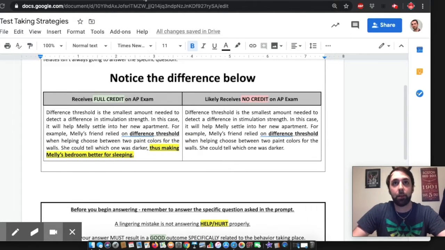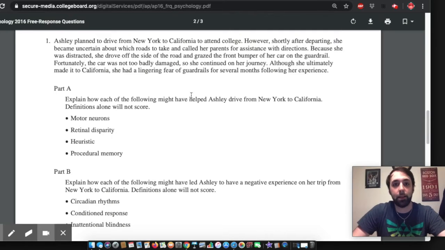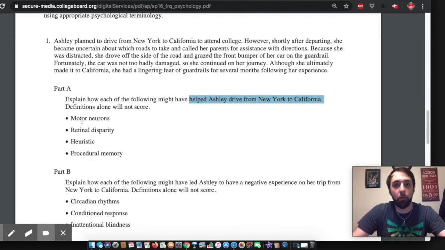So for example, this was the exact FRQ from 2016. It asks how each of these terms can help Ashley drive from New York to California. If you talk about motor neurons, which are responsible for enabling movement, allowing her to do things that are unrelated to driving, even if your definition is correct, it's technically a correct application of motor neurons, it simply cannot score.